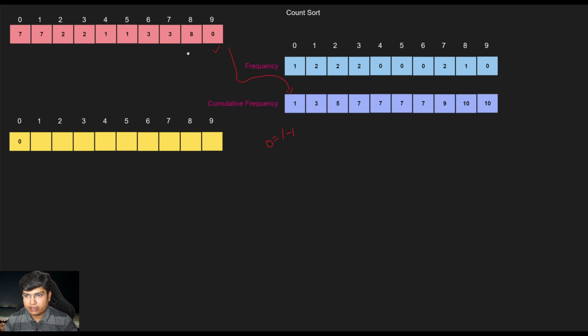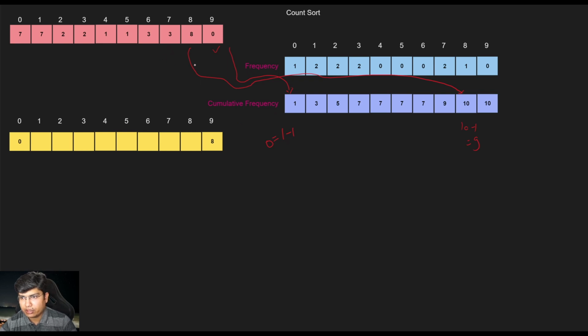Now I move to 8 and see where 8 ends in the cumulative frequency counter, and this says 10. Now I am going to subtract 1 from here. 10 minus 1, which is 9, and I have to go and write 8 over here. So that's the position of 8. I have to do the same thing for the rest of the numbers. Let's just do that quickly.